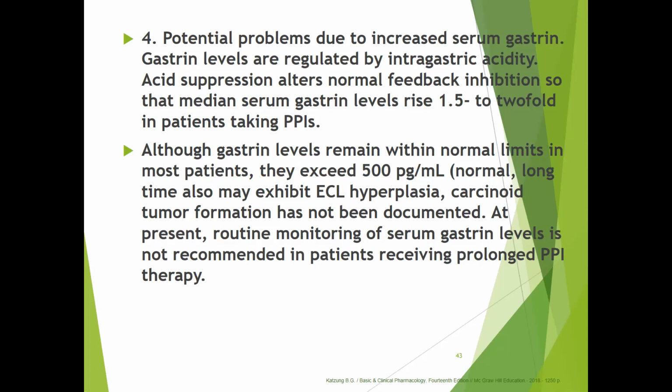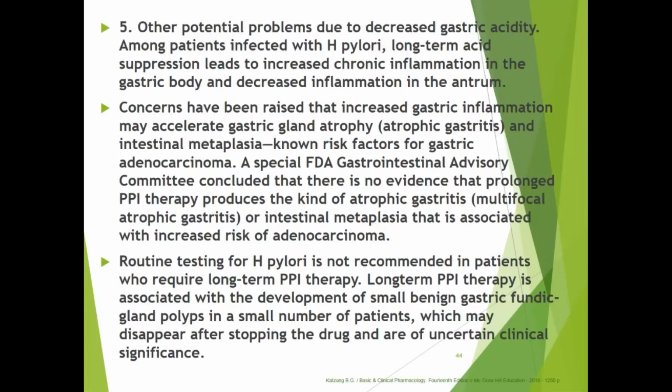Practically, acid suppression alters normal feedback inhibition, so median serum gastrin levels rise. Other potential problems, such as the decrease in gastric acidity, provoke Helicobacter pylori problems. Chronic inflammation. Concerns have been raised that the increased gastric inflammation may accelerate gastric gland atrophy. Routine testing for Helicobacter pylori is not recommended in patients who require long-term PPI therapy.